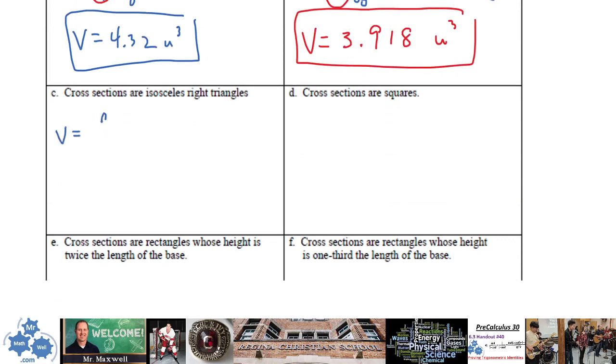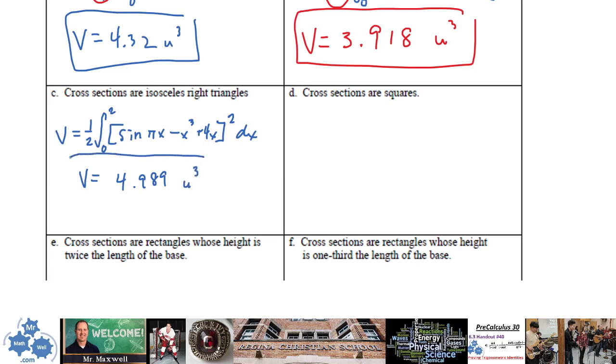So it's going to be volume, 1/2. Area of a triangle, remember the 1/2 base times height. So 1/2 times the integral from 0 to 2 of, you guessed it, sine pi x minus x cubed plus 4x all squared dx. And so this comes from the area of a triangle. And for this one, you should get volume of 4.989 or so cubic units.